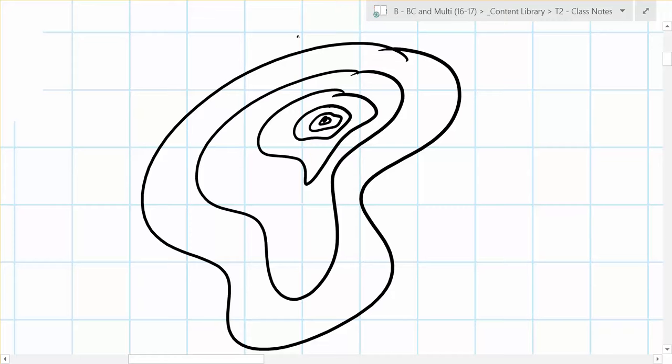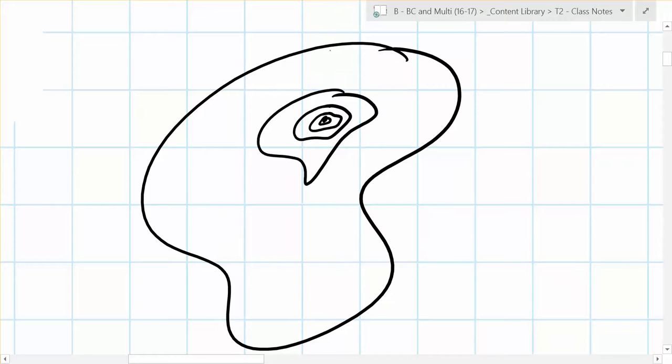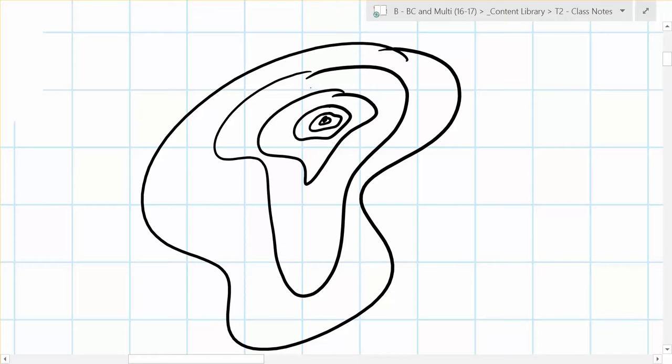Where's it getting steeper? It looks like it's getting steeper here. Why? The contours are closer together, right? And it gets really, really steep, so maybe that's going up like this. Each of those lines represents a different altitude, a different elevation. So this might be, I don't know, 10 feet. This might be 20, 30, 40, 50, 60, and 70, right?